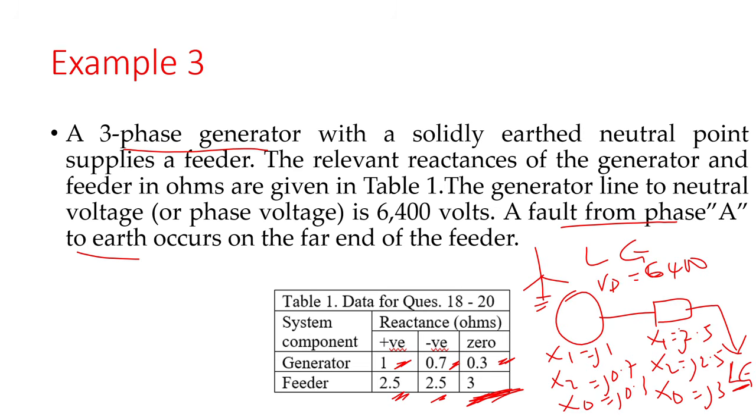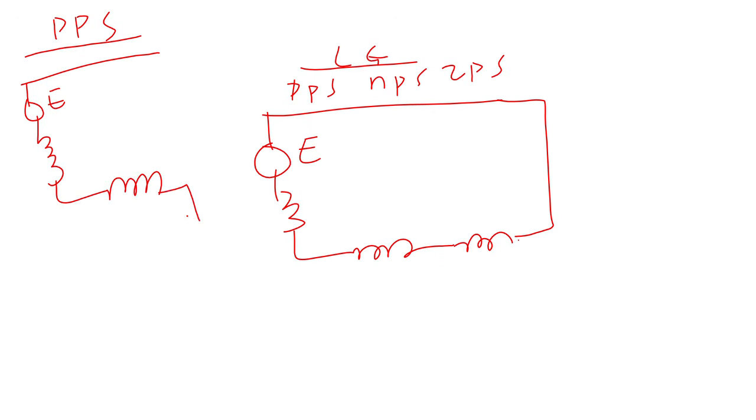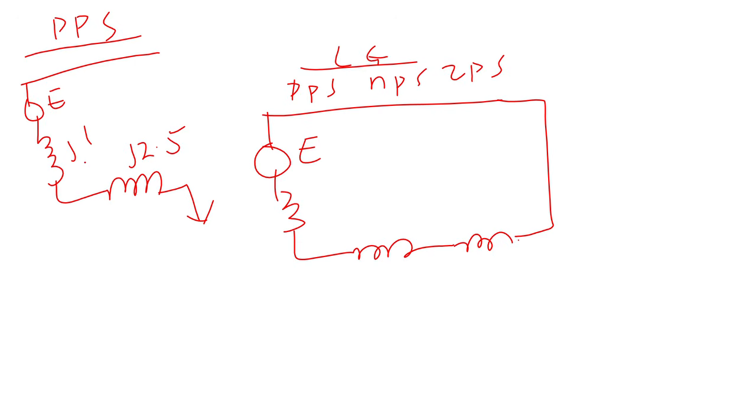So basically, we have the fault at this end. I may need my PPS values. For my PPS, I basically have my generator here, then the reactance of the generator, then the reactance of the feeder, and the fault is here. Here was given as J1, and this was given as J2.5. I'm picking the 1 values because the 1 values are the positive phase sequence values. So with this, you can easily see this and this are in series. So X1 happens to be J3.5.